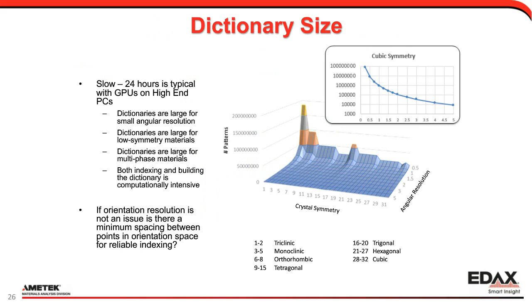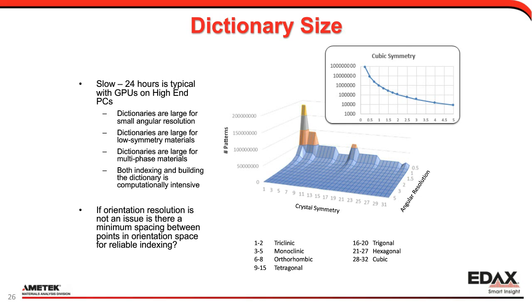So, dictionary size, just some things to think about. Dictionaries are large for small angular resolution. They're larger for low symmetry materials. And if you consider the case of multi-phase materials, with 2 phases it's going to take 2 different dictionary indexings, so it will also increase the time. So both indexing and building the dictionary are computationally intensive. So what would be a minimum spacing that we could achieve?